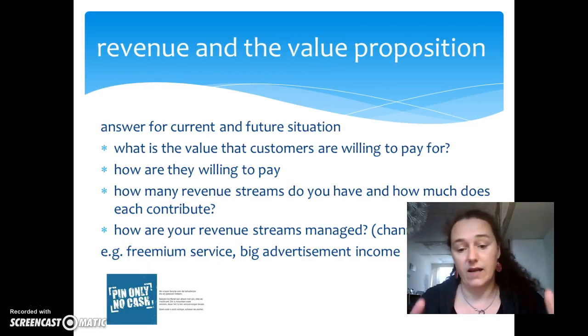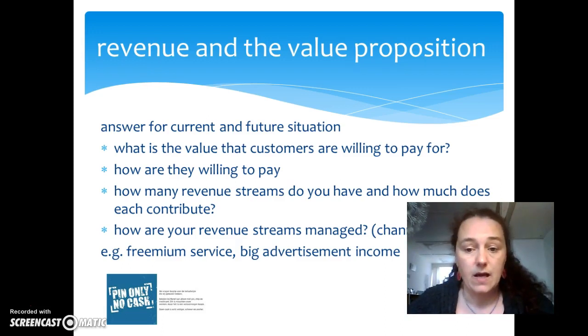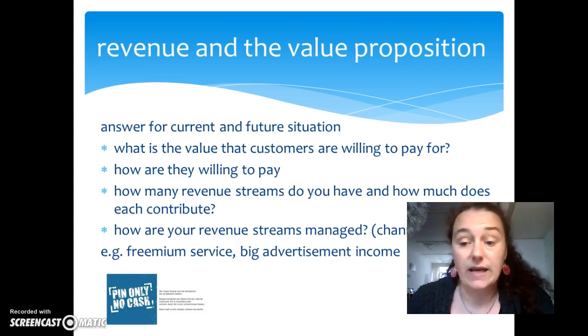And of course, the ever-important link, revenue and the value proposition. And there it's always important to ask about your current and your future situation, how you envision your future situation. So what is the value in the value proposition that your customers are willing to pay for? How are they willing to pay? You see sometimes shops that nowadays say PIN only, no cash. Are customers willing to do that, or do customers also expect to be able to pay cash?